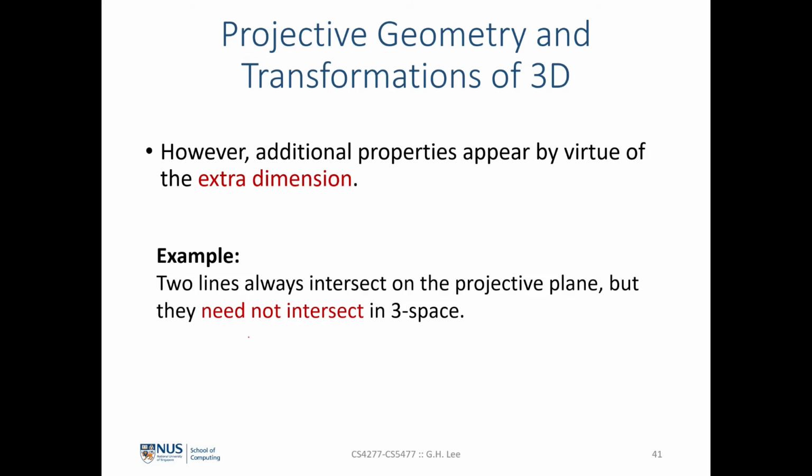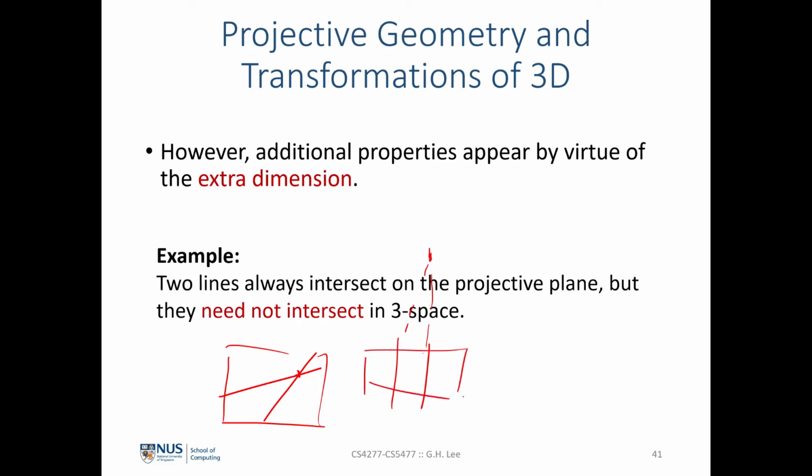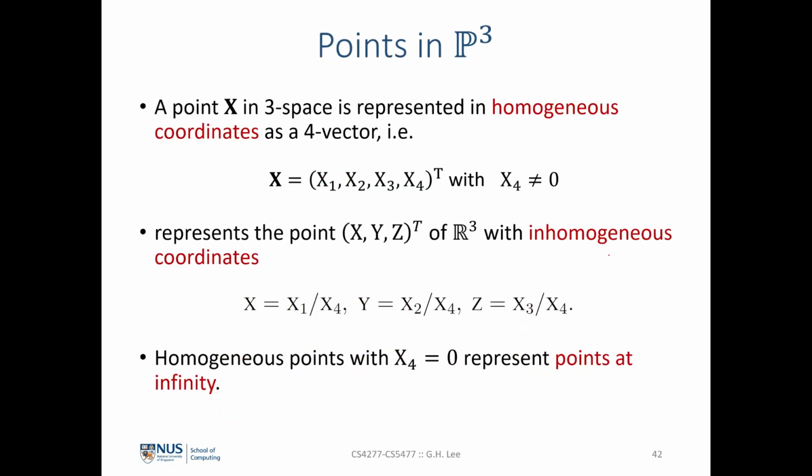An example here would be two lines always intersect on a projective plane. So as long as it's on the plane, they will always intersect at a certain point. Even at infinity, they are going to intersect at the infinite point, as we have seen in the previous lecture. But in the 3D space, they do not necessarily intersect. So in the 3D space, even though the lines might not be parallel, they might not necessarily intersect. So this line here could be under this line according to the z-axis, and they might not intersect at all. And let us first define how to describe a point in the projective 3 space.